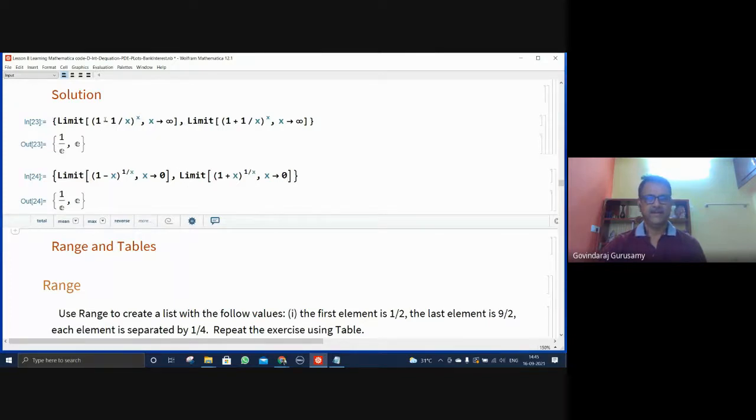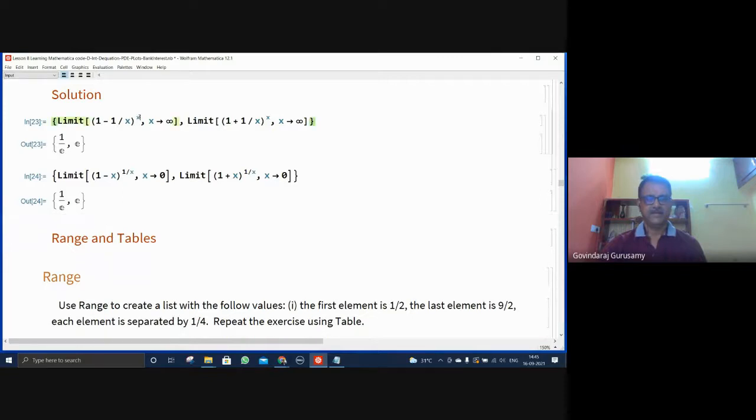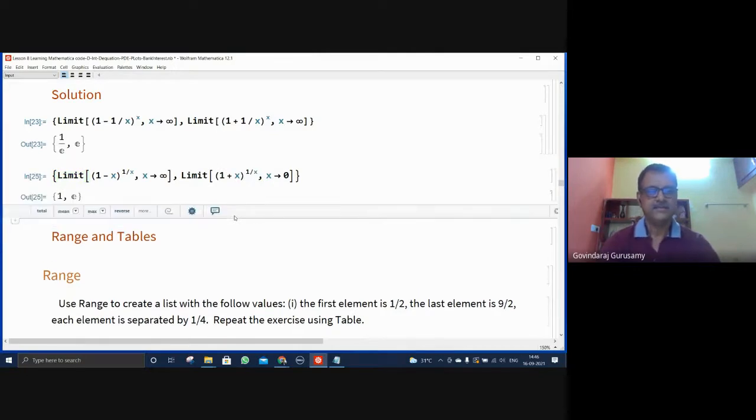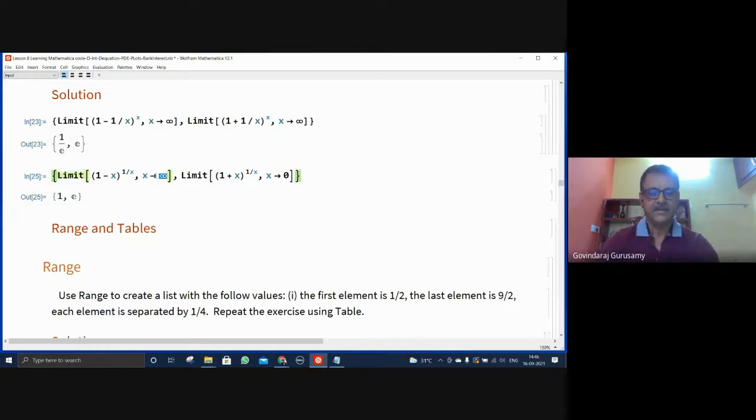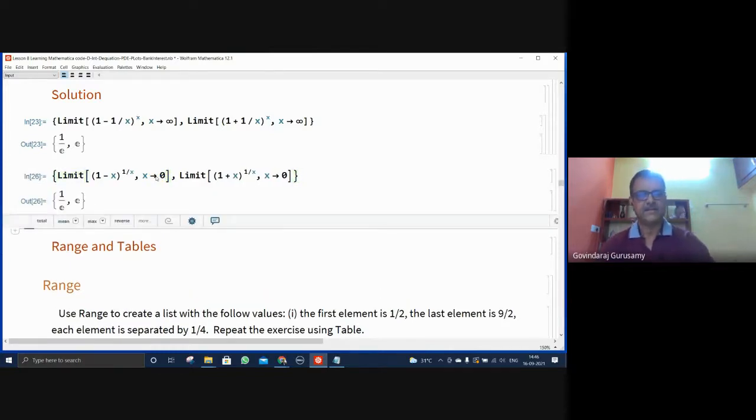1 minus 1 by x whole power x. Here, 1 minus x whole power 1 by x, but the limit has been changed instead of infinity. If I put infinity, then you won't get it. Let's see what's happening. It becomes a completely different result. So therefore, the limit should be correspondingly converted so that you get back this 1 by e, this e power minus 1, which is nothing but the exponential.